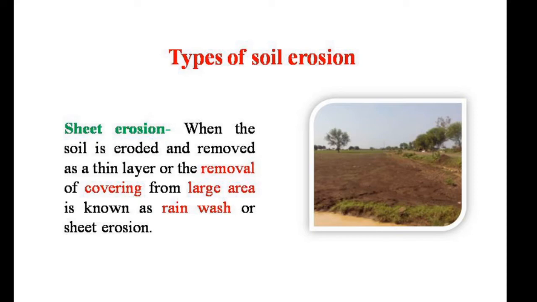The first type is sheet erosion, when the soil is eroded and removed as a thin layer, or the removal of covering from a large area is known as rain wash, or it is also called sheet erosion. That means when heavy rain occurs in the field, the loosened soil particles are washed away from the whole field or a plot in the form of a thin layer. It is called sheet erosion. The removal of the sheet is called sheet erosion, due to rainwater or surface runoff.